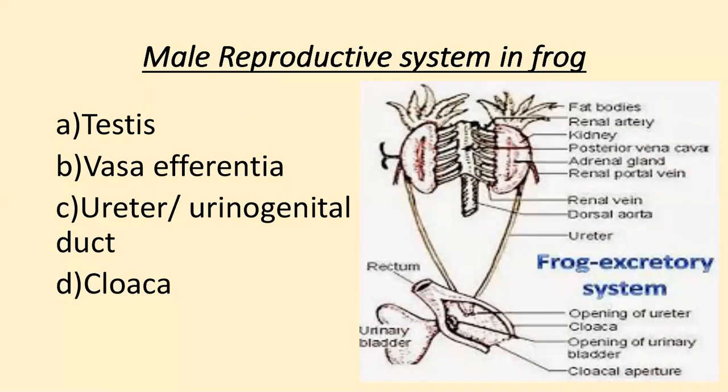Vasa efferentia penetrate or open into the kidney. Then from each kidney a tube comes out. This is called the ureter or the urinogenital duct. You see, uterus is not found in the male frog. Here it is ureter. Don't get confused. Ureter and uterus: uterus is found only in the female frog. The ureters from the right side and the left side open into the cloaca. The cloaca opens outside through an opening called the cloacal opening.